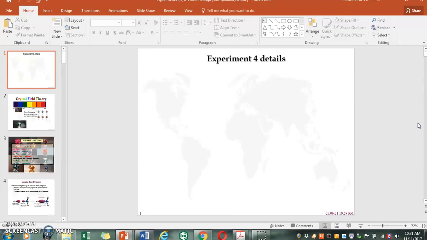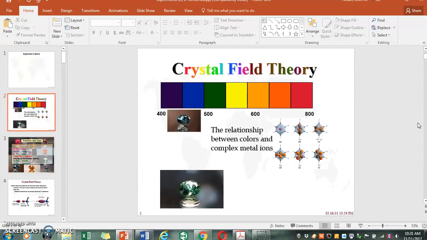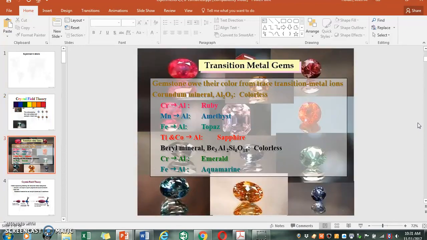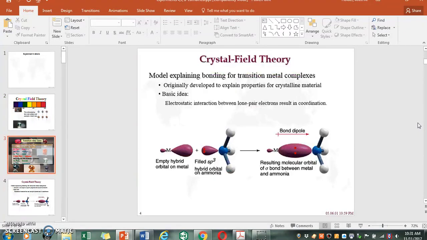But one thing I have realized is that many of the students really are not reading the material posted on Blackboard. I've shown you these slides regarding experiment 4 details. I've mentioned crystal field theory. I've shown you the transition metal gems. Here is the crystal field theory as explained. Remember, these are all posted on Blackboard.